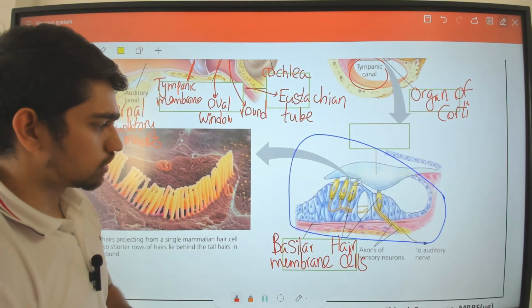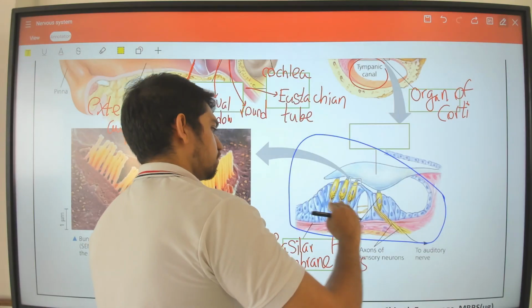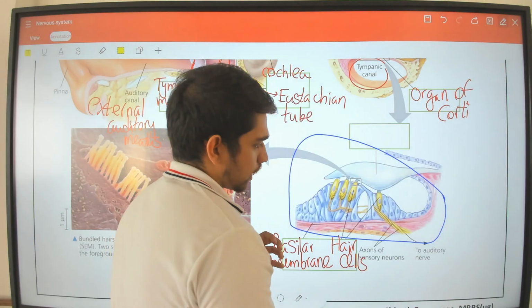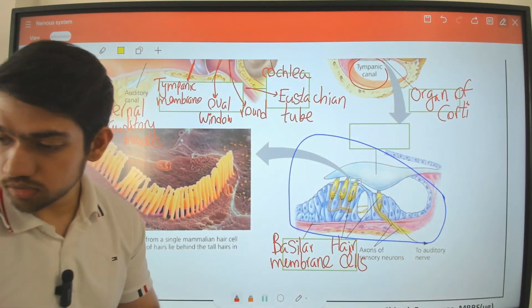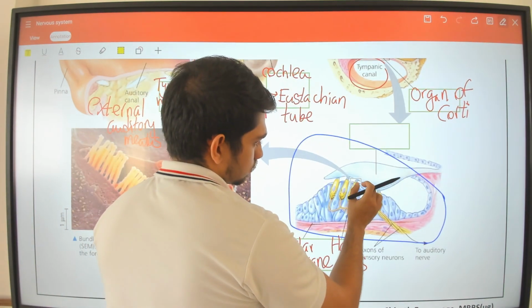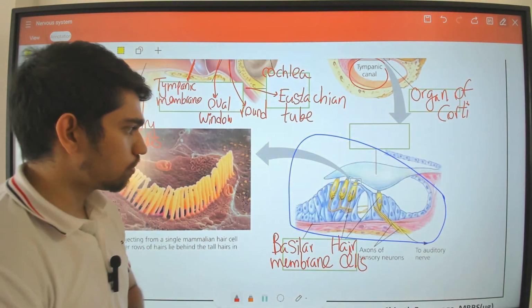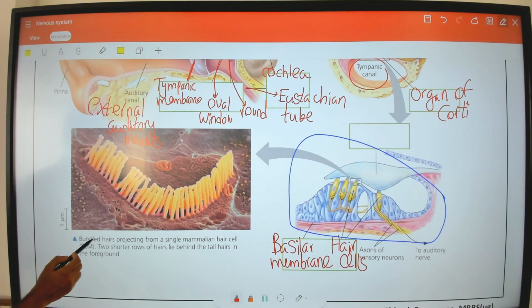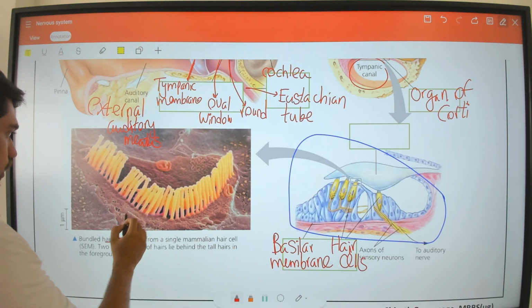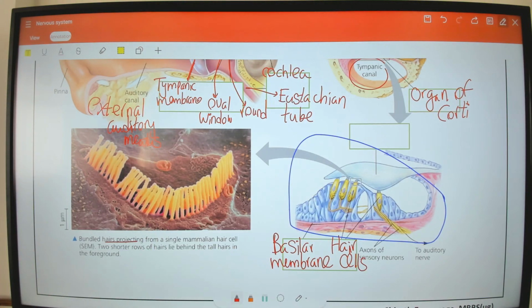The basilar membrane contains the organ of Corti. Organ of Corti has these auditory hair cells. As you can see, there's a box there as well. This is a magnified view of these auditory hair cells. These are the hairs that are sticking out of this organ of Corti. Can you see the yellow color hairs?